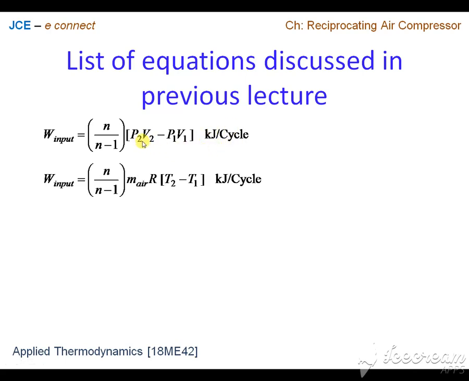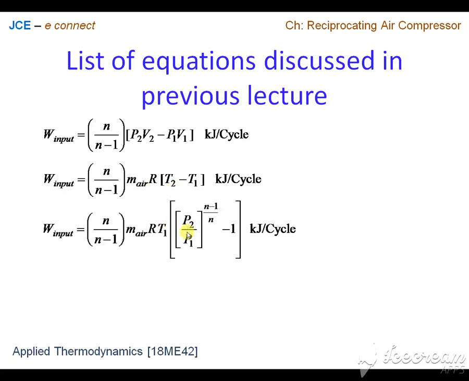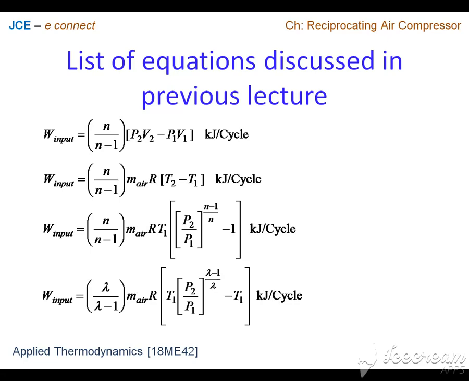Further, one can replace P2 V2 in terms of ideal gas equation MRT1 and we get the equation of this form. Further, T2 can be replaced with property relations and we get in terms of pressure ratio as shown here. And then the same equation can be expressed for the isentropic process by replacing polytropic index n with gamma as shown here. So these are the four basic equations which we have covered in the previous class.